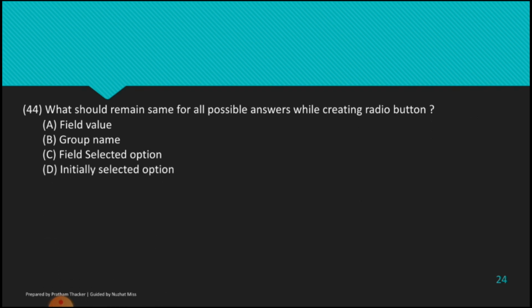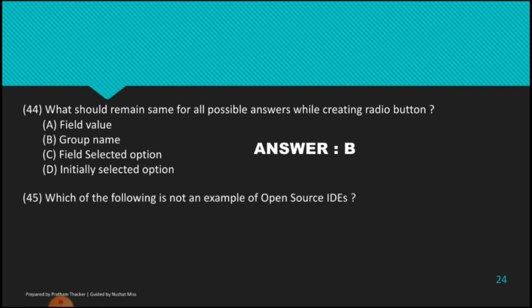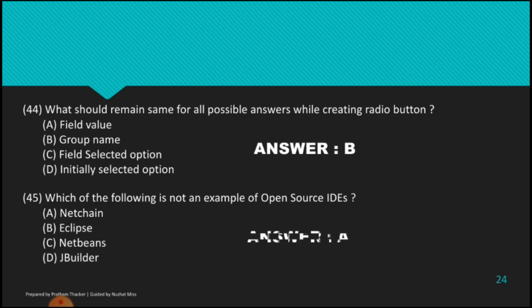Or option D, initially selected option. Answer is option B, group name. Question number 45. Which of the following is not an example of open source IDEs? Option A, NetChain. Option B, Eclipse. Option C, NetBeans. Or option D, JBuilder. Answer is option A, NetChain.